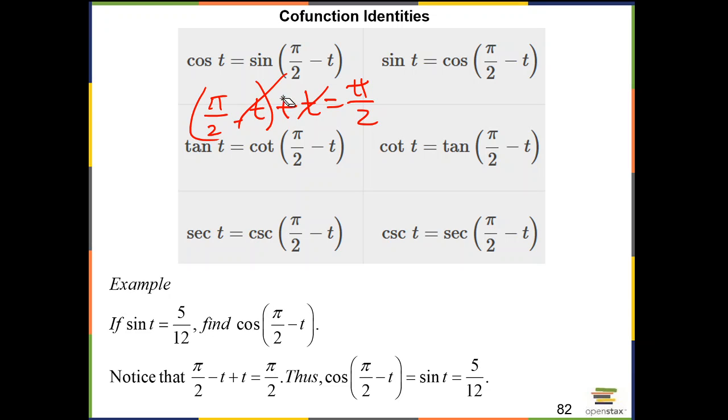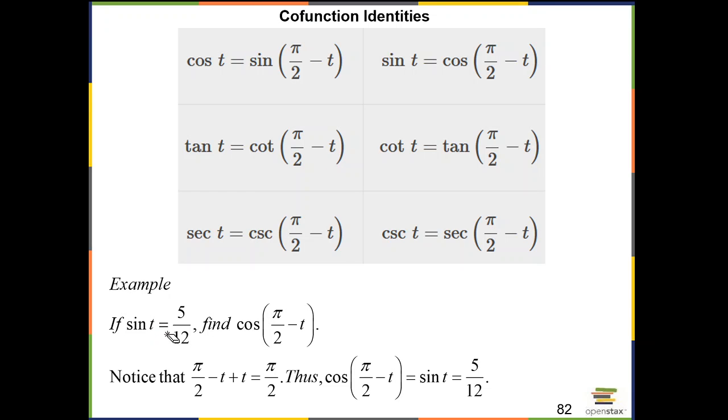And we just said, if 2 angles, think of this as alpha and think of this as beta, if 2 angles add up to 90, then function of one equals to cofunction of the other. And that is true for all of these. See, cotangent of this is the same as tangent of t, because t plus this is pi over 2. Okay, and so forth.